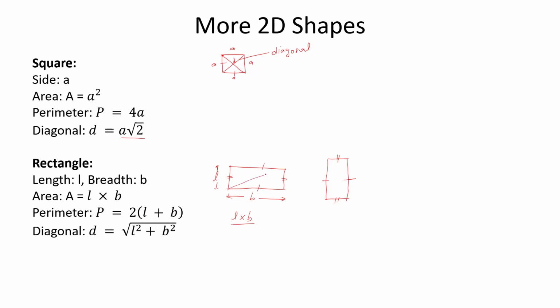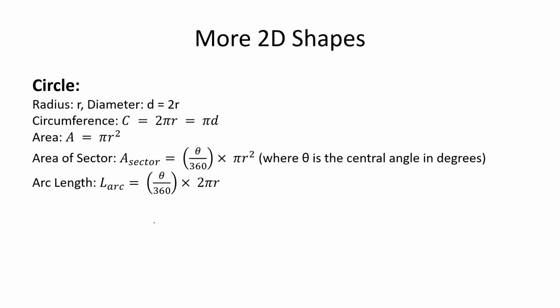What is the diagonal? Diagonal means join these 2 points. This is a diagonal and this is another diagonal. Similarly, in this diagram also, this is one diagonal. This is the second diagonal. What is the length of a diagonal in a rectangle? Length of a diagonal is root of L square plus B square. So, the length of a diagonal in a square is A root 2. Here it is root L square plus B square.